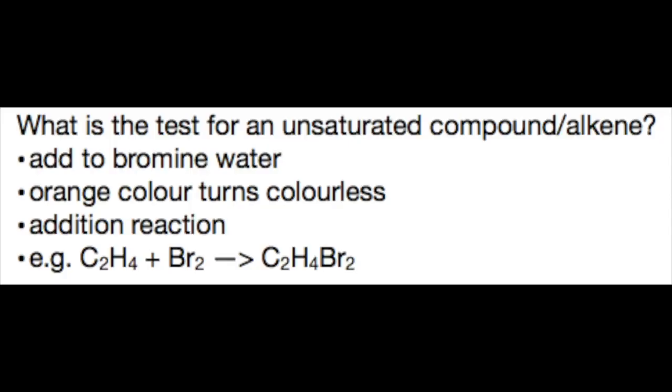They often like to ask you how you test for a saturated or unsaturated hydrocarbon. So what you're going to do here is add bromine water, and with an unsaturated hydrocarbon, you'll see orange colour turning to colourless, and that's because the bromine's added itself to the original hydrocarbon, so it doesn't exist anymore. And here's the equation showing that. With saturated hydrocarbons, you won't see any reaction.